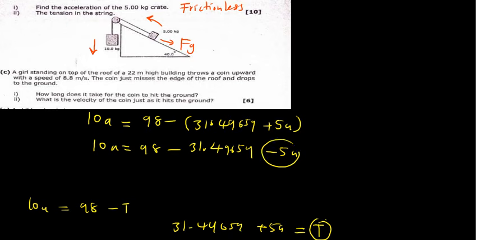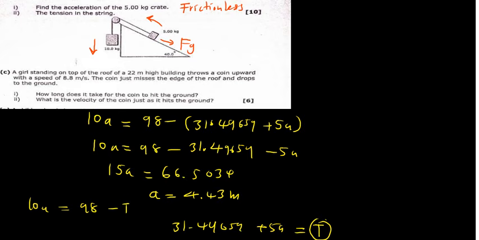I'll take this 5a to the other side and it becomes positive, so it will be 15a is equal to 98 minus 31.49, which will give us 66.5034. So to find the acceleration, divide both sides by 15, and that is going to be 4.43 meters per second squared. So that is going to be the acceleration of the block, that is 5 kg. That is also the same acceleration for this one.